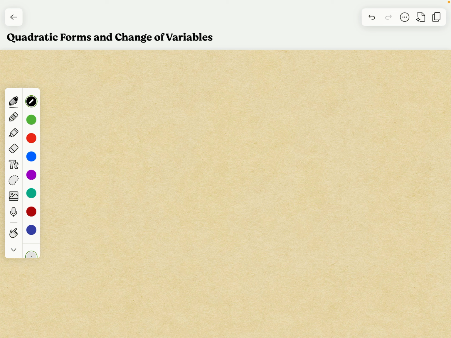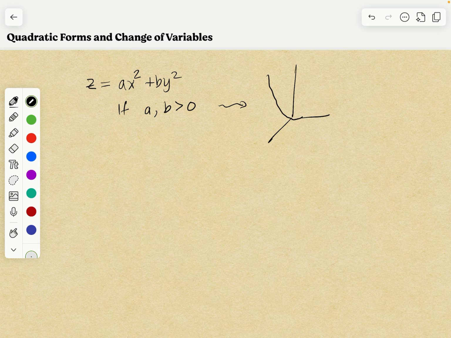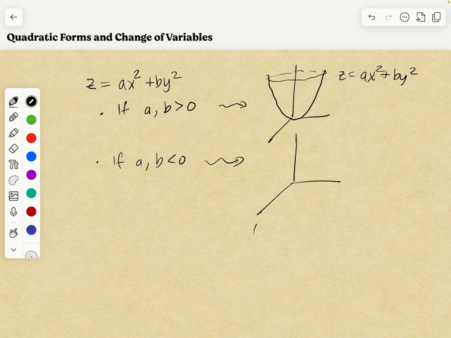So we saw that if you have a function z equals ax squared plus by squared, if a and b are both positive, then you get this bowl-like shape like this. And if a and b are both negative, then the graph is going to be a bowl, but like this.